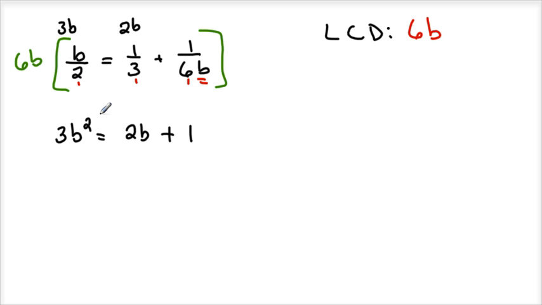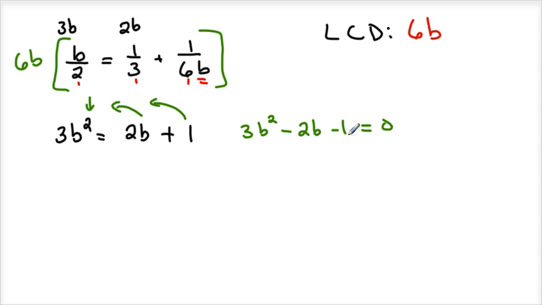Alright, so now you have a quadratic here. It almost looks like a polynomial. What do I need to do? You have to bring the 2b and the 1 over to the other side. Excellent. Let's set it equal to 0. So we can set this equal to 0 by saying 3b squared minus 2b minus 1 equals 0. And all I did was bring these over to the left side of the equation, leaving my b squared positive. Okay. Now we got to factor 3b squared minus 2b minus 1.